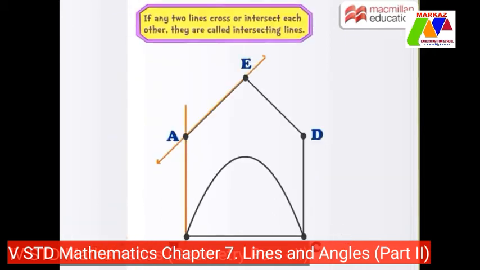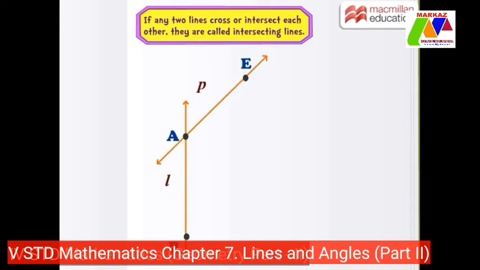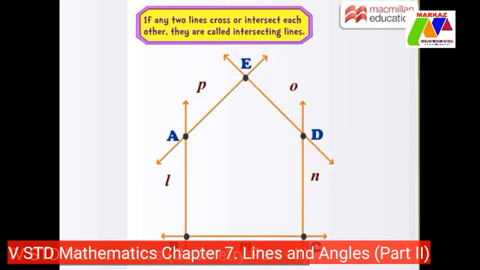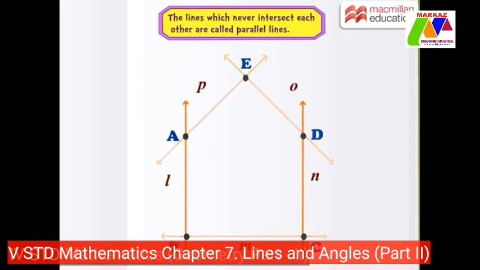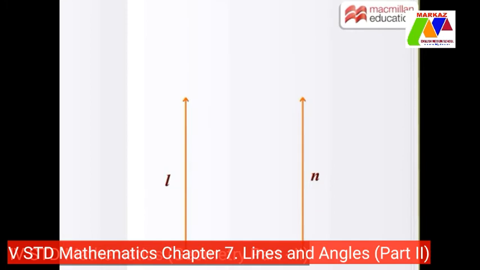Furthermore, if any two lines cross or intersect each other, then we call them intersecting lines. Look, there are many intersecting lines in our figure. Some lines never intersect, for example, the lines L and N. These never intersecting lines are called parallel lines.